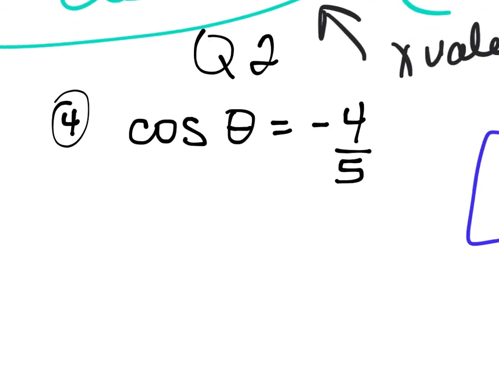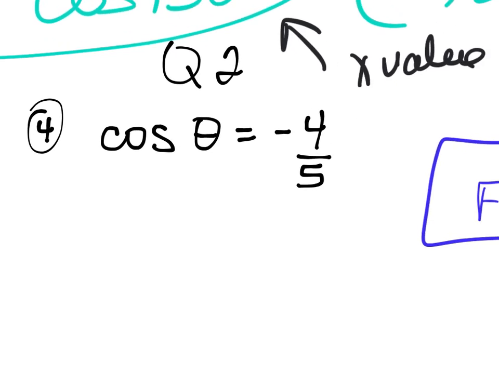They're telling you that the cosine is negative 4 over 5. When I tell you cosine is something over something, what is it? X over r. So I know that I have an x value, a y value, and an r value. X is negative 4, r is 5. How did I know that x was negative 4?